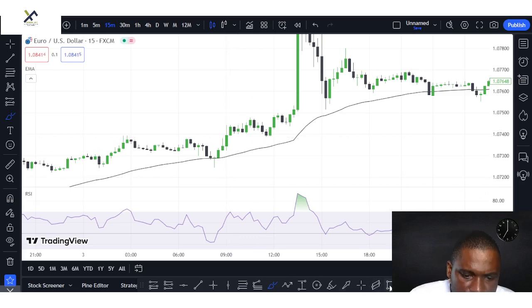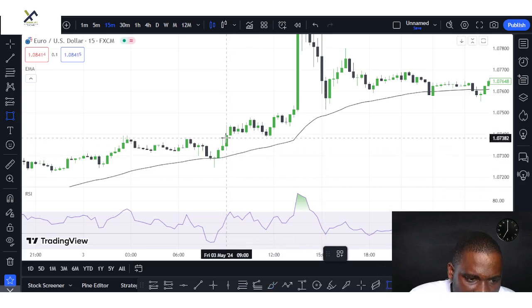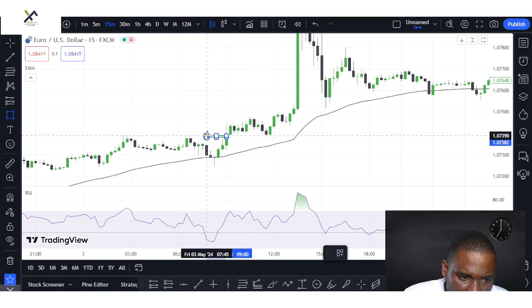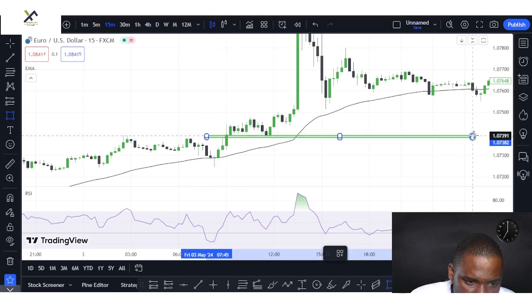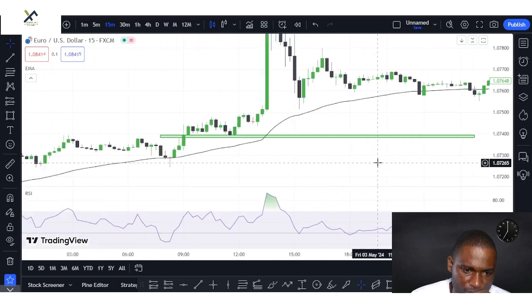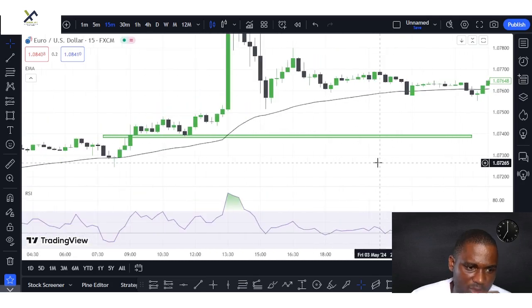We are going to plot from the high of candle 1, connect it through to the low of candle 3 and draw it out. Let me zoom it out. You look at it here, you discover that a gap was between them.